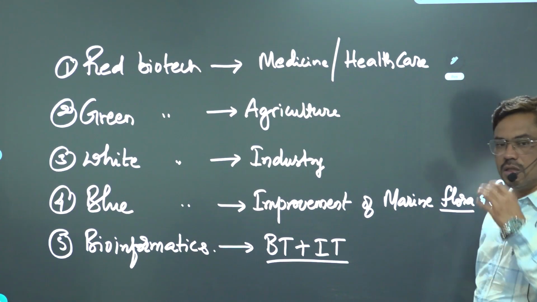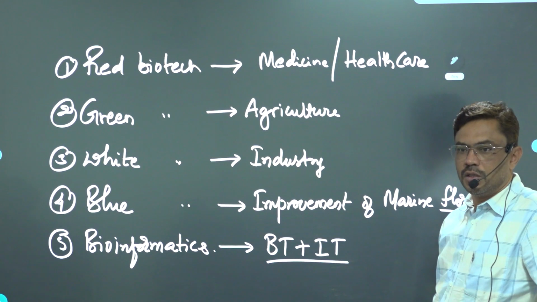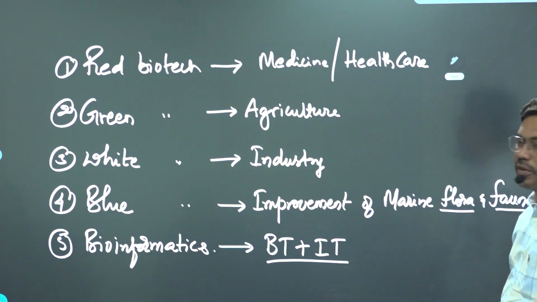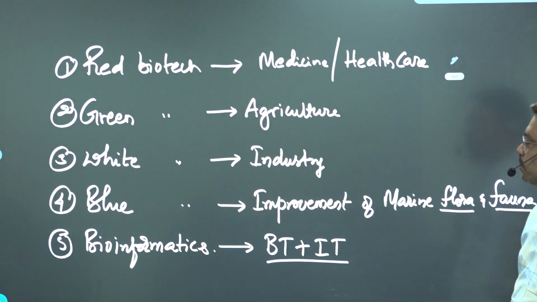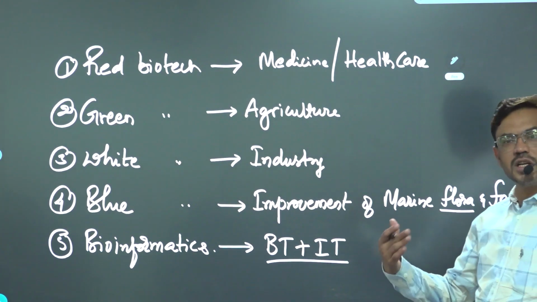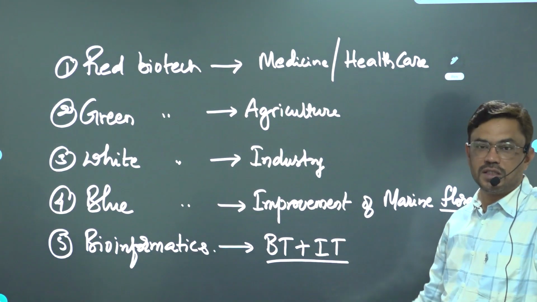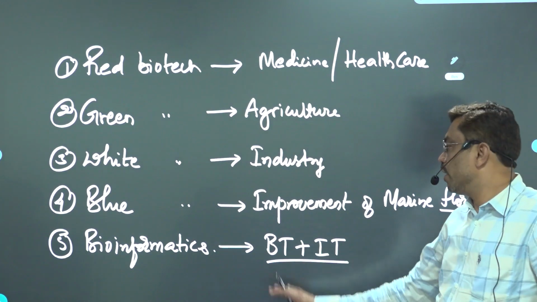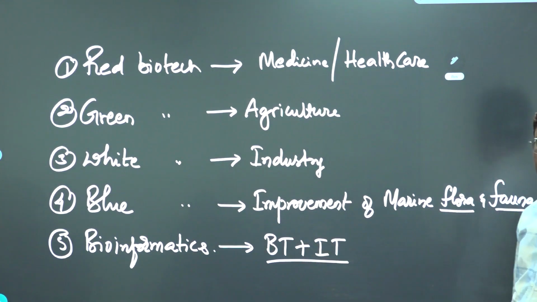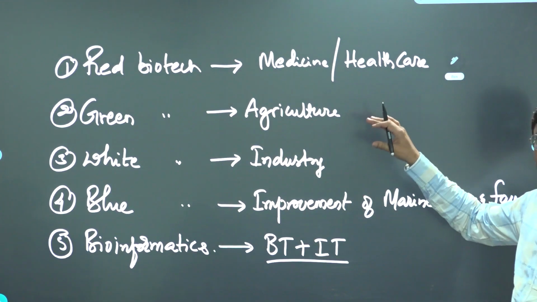That means various software techniques can be applied. For example, proteomics and genomics are part of bioinformatics. Protein structures and genome structures can be assessed by using software and algorithms, and that we call bioinformatics. So simply it is a mix of biotechnology and information technology. These are the various branches of biotechnology based on its application.